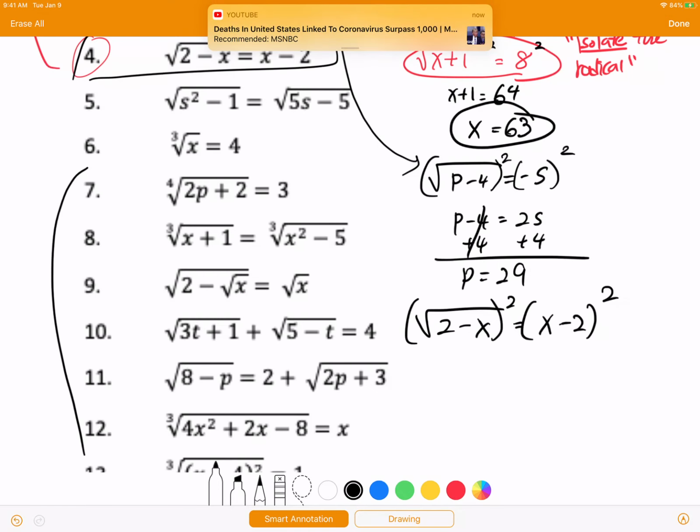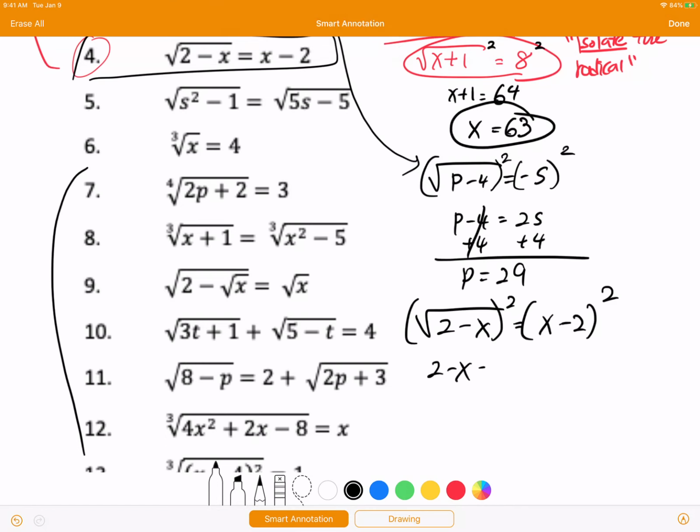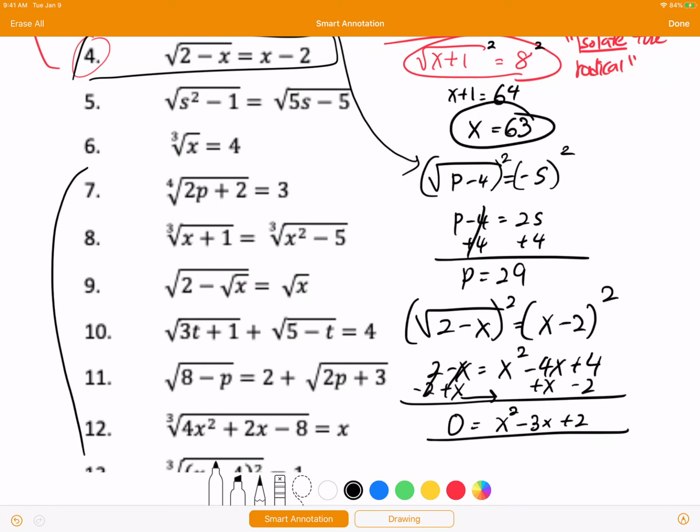So you will have to square both sides, and then what you're going to get is 2 minus x is equal to x squared minus 4x plus 4. Since it's quadratic, move everything to one side and set it equal to 0. X squared minus 3x plus 2. Well, how did I get that? Subtract 2, add the x, subtract the 2. And once you do that, you should be able to get that.